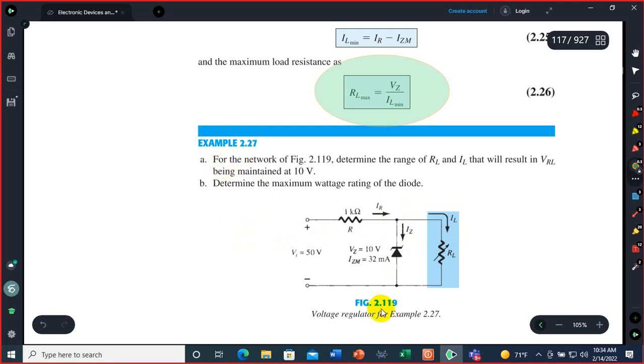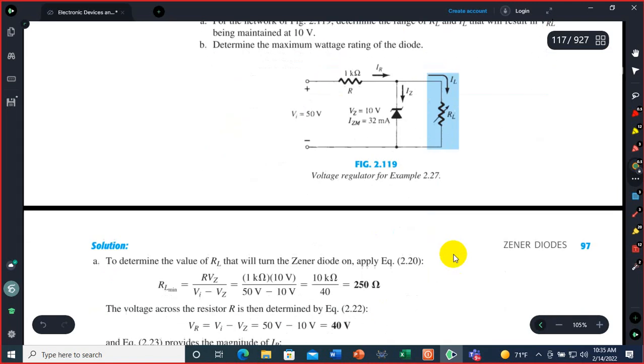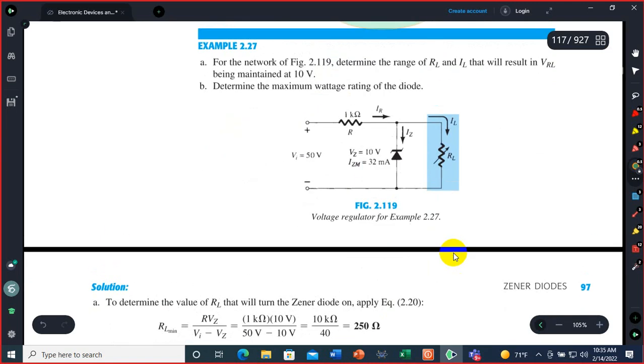For the network of Figure 2.119, determine the range of RL and IL that will result in VRL being maintained at 10 volts. So what is the range of load resistance, minimum and maximum value, and what is the range of load current, minimum and maximum, that will keep the circuit operational in the on state? That means the zener diode will operate properly at 10 volts. This voltage is fixed. So we want to know our limits of load resistance and load current so that we can operate the circuit safely.